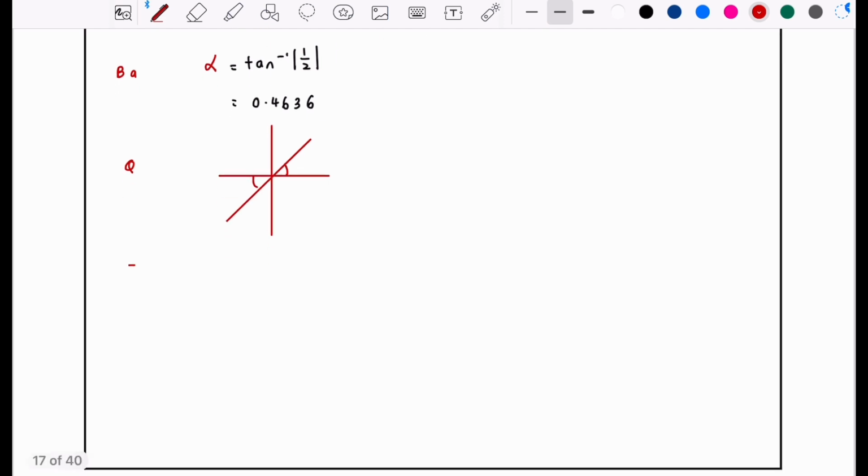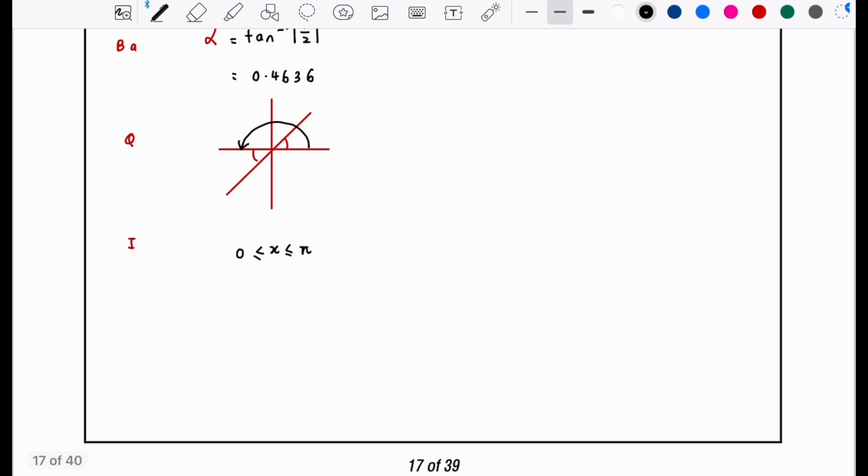The next step is I, the interval. It is mentioned in the question that x is between 0 and pi. So the only angle that we can find from 0 to pi is the angle in the first quadrant. So the rotation: x equals the angle in the first quadrant, which is 0.4636.